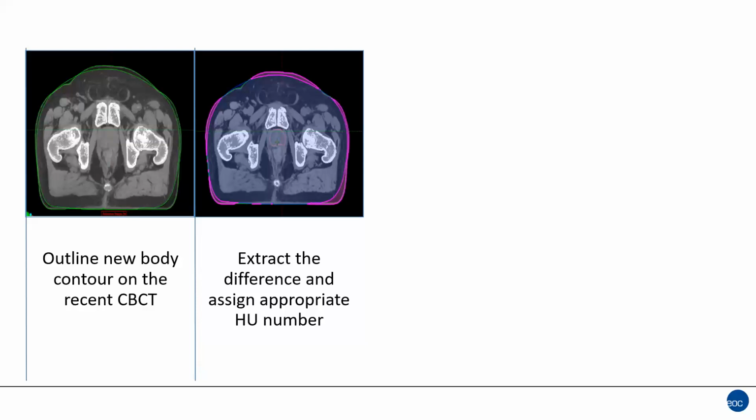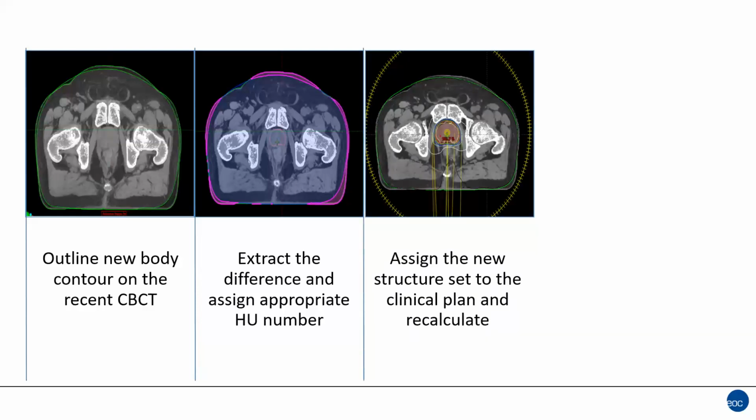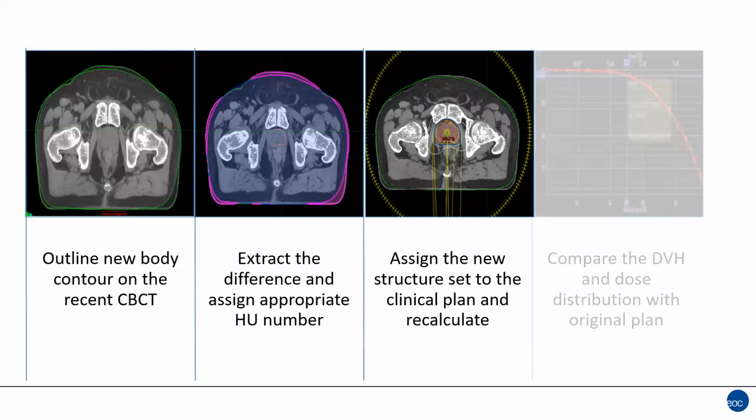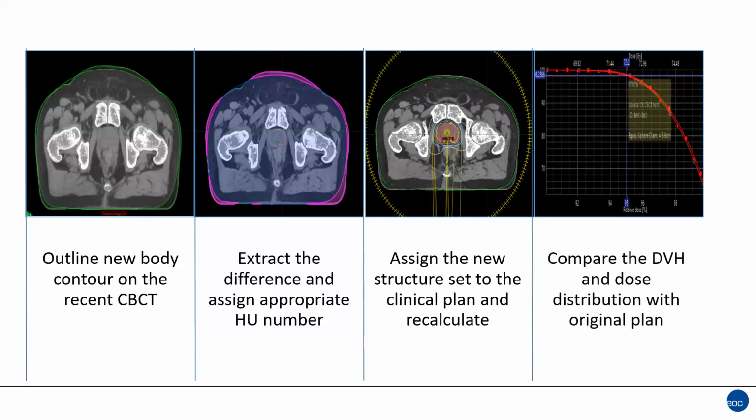So we override it with -1000 Hounsfield units, and we recalculated this new body outline with our own original plan, which gave us information. And this is, again, the support information that we can give to our doctors about the dose distribution, and we can compare the DVHs with the original plan.